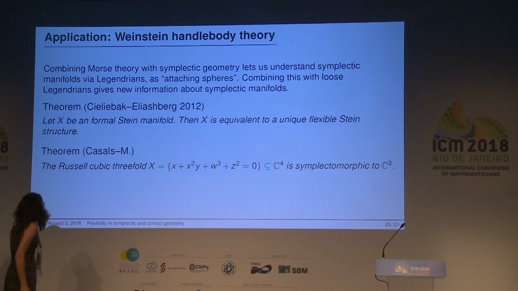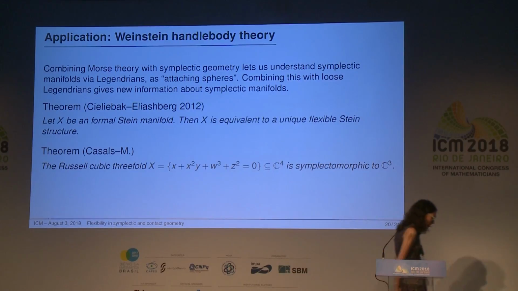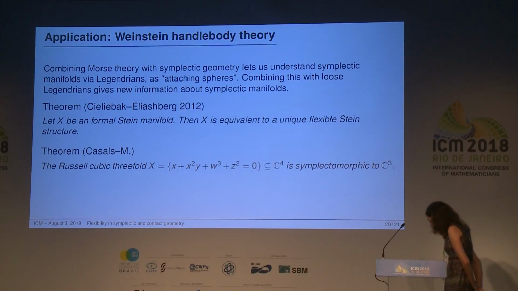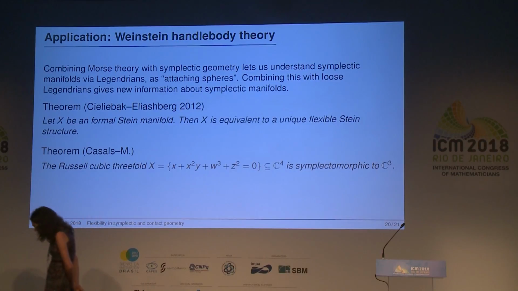My favorite example of this is work that I did with Roger Casals. There's a famous threefold hypersurface in C4 called the Russell cubic, or Koras-Russell cubic. It was originally studied as an interesting example of an affine variety which is diffeomorphic to C3, but not algebraically isomorphic to C3.